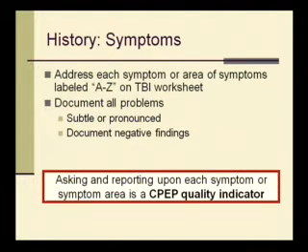If the veteran denies problems in an area, the examiner must report this in a sentence or more, such as, headaches. The veteran denies headaches, indicating that the veteran has denied problems in this area. The examiner asking and reporting upon each symptom or symptom area is a CPEP quality indicator.